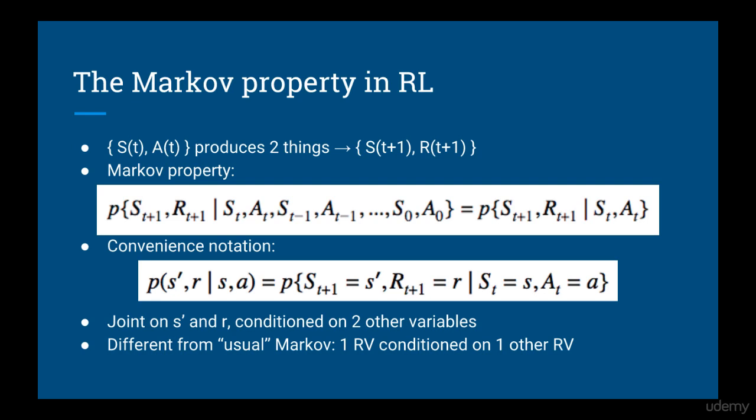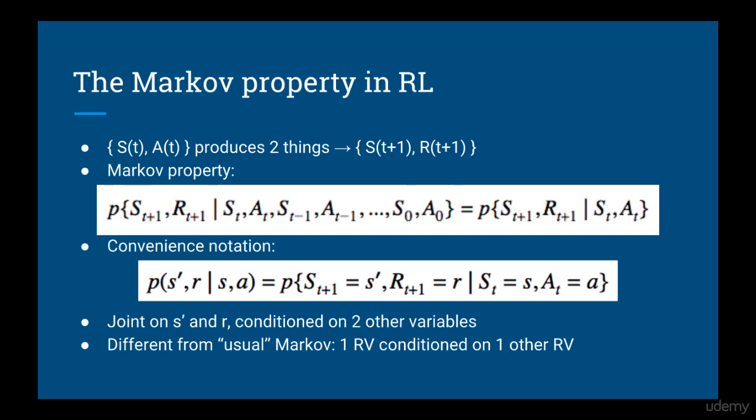So what does the Markov property look like in reinforcement learning? Recall that doing an action A of t, while in state S of t, produces two things. It produces the next state, S of t plus 1, and a reward, R of t plus 1. What the Markov property in this case says is that S of t plus 1 and R of t plus 1 depend only on A of t and S of t, but not any A or S before that. For convenience, we can also use our shorthand symbols, S, A, R, and S prime.